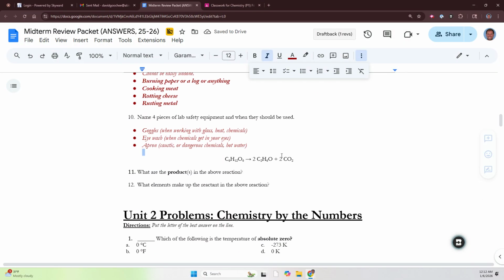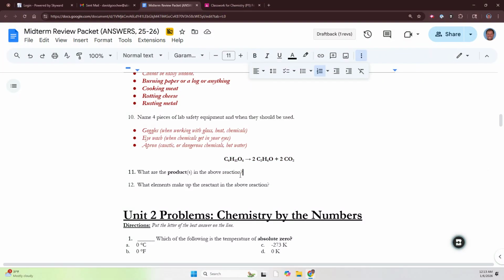All right. Next up, we have this chemical reaction right here. C6H12O6 breaks down into 2 C2H6Os and 2 CO2s. This is sugar breaking down into ethanol and carbon dioxide. This, my friends, is fermentation. This is how alcohol is made.